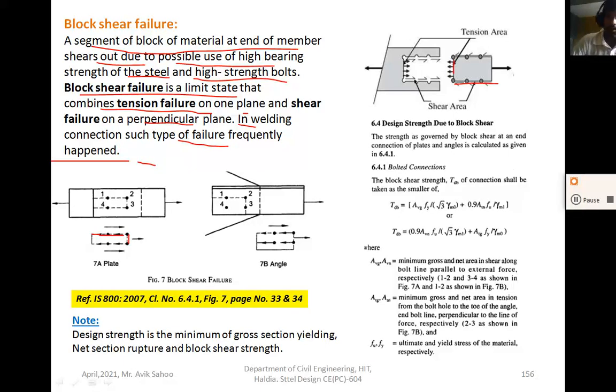This portion is sheared out from the connection. Here the single bolts have not failed, the plate has not failed. Here the connection as a whole has failed. Okay. This portion is torn out from the connection. So this plane is the tensile area and this plane is the shear area.